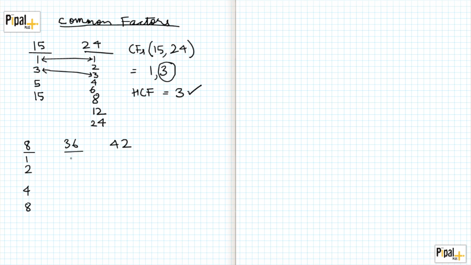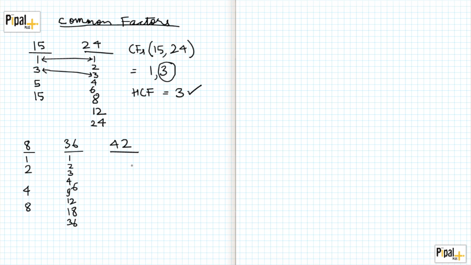Now 36: 1 into 36, 2 into 18, 3 into 12, then 4 into 9, and then 6 into 6, right? So 1, 2, 3, 4, 6, 9, 12, 18, 36. That's all the factors of 36.